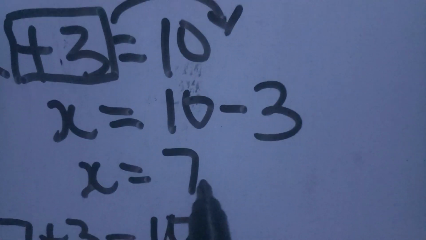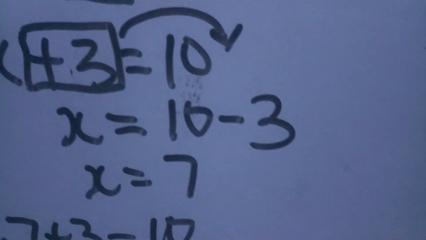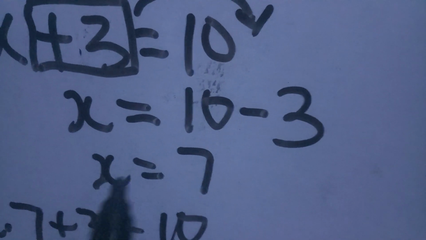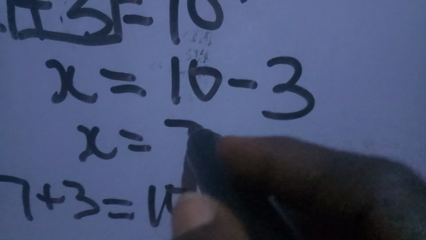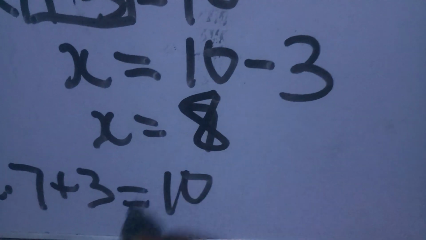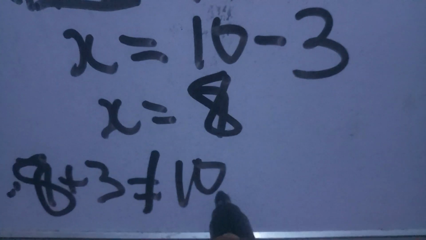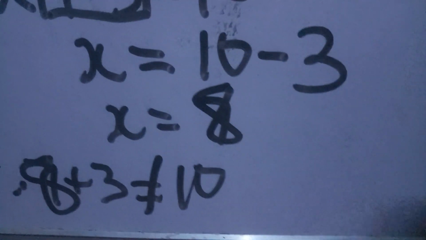If your x turns out to be any other figure, it will not give us 10. That means they are no longer equal. Assume that what we got was 8. We got 8 as our answer. That means 8 here will not be equal to 10. They are no longer an equation. They are not equal to each other.